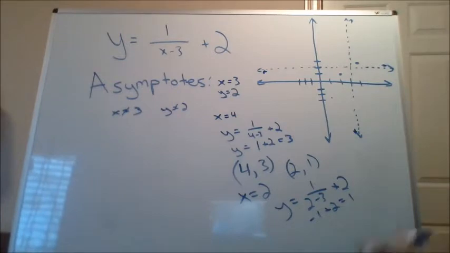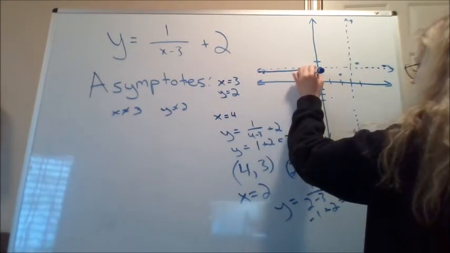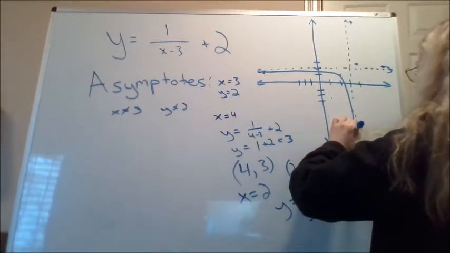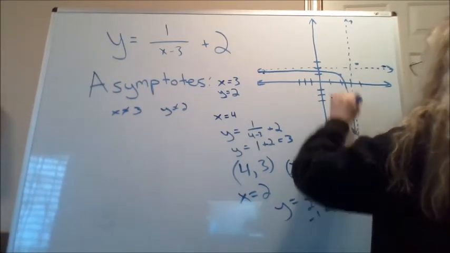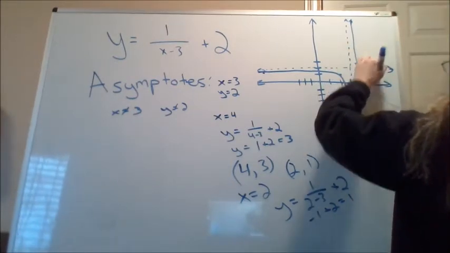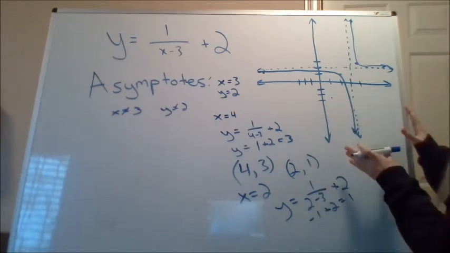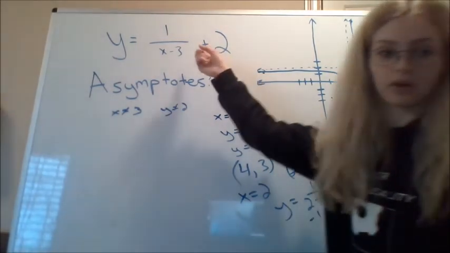So now that we have a couple specific points, we can now draw a reciprocal function much easier and much more precisely. And we can check that our end behaviors are correct. And so this would be how we would draw this function right here.